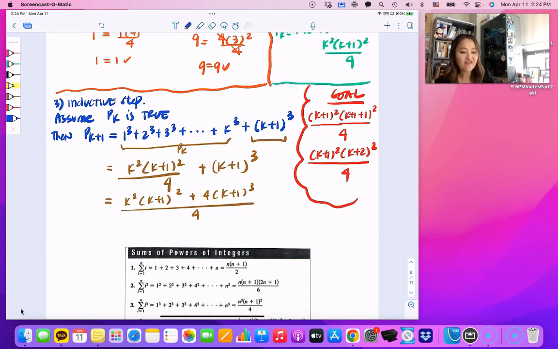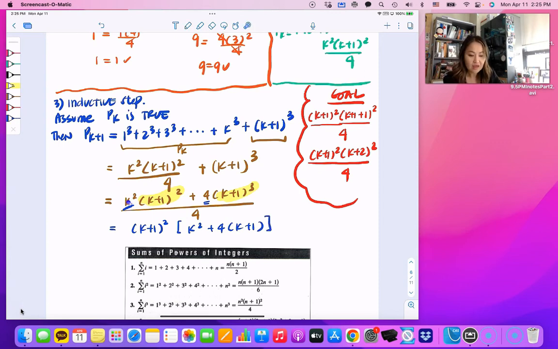What are the common factors of these? Do they have any common factors? Yes, they do. They both have k plus 1 squared at least. So let's pull that out. I'm going to take out k plus 1 squared, and what are we left with inside? We're left with k squared plus 4 times k plus 1. 1 is left, right?